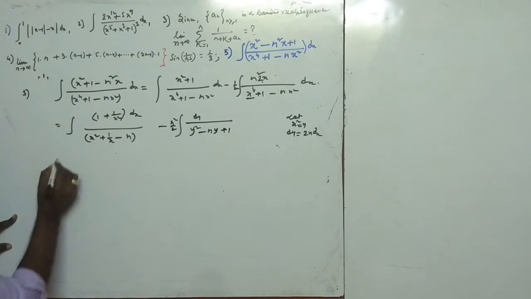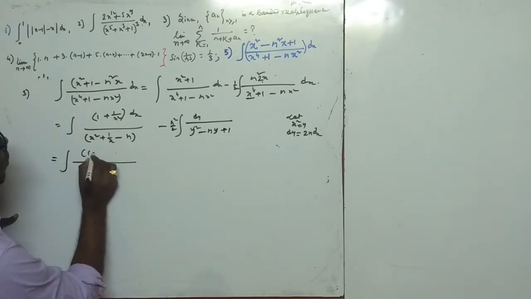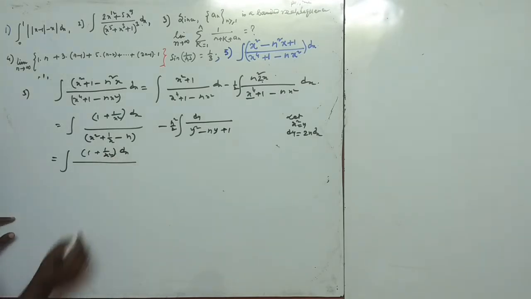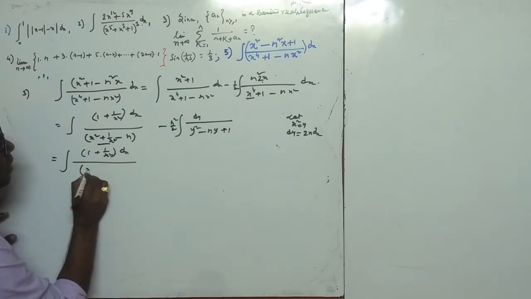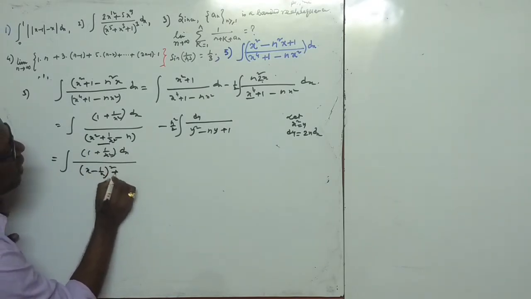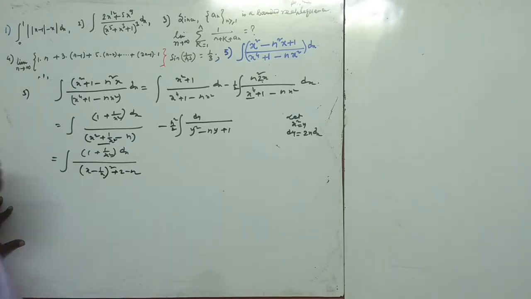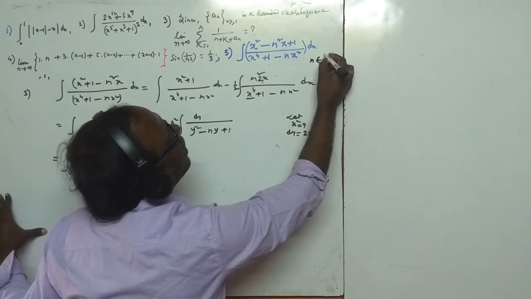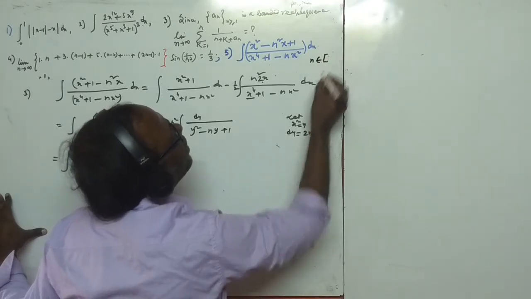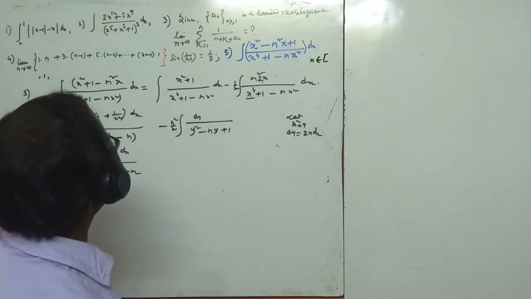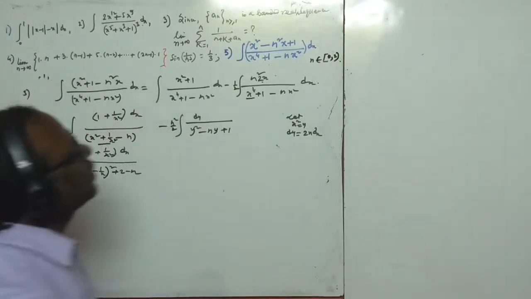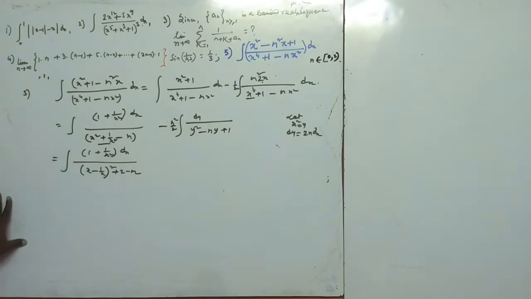And now again, 1 + 1/x² dx is the derivative of x − 1/x. So we can express this as (x − 1/x)² + 2 − n. Given that the value of n lies between 0 and 2, lies between 0 and 1, meaning n is less than 2, n is less than 2 from 0.